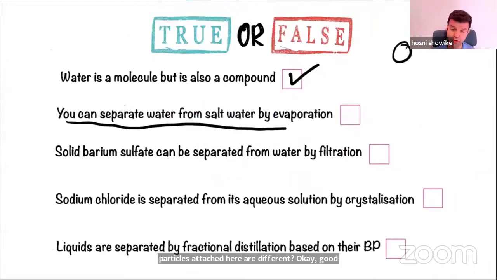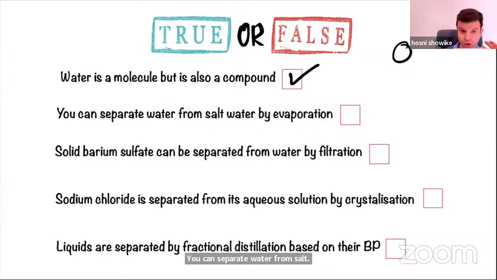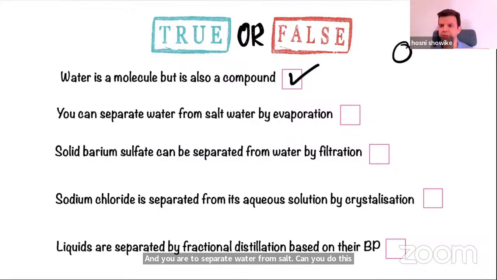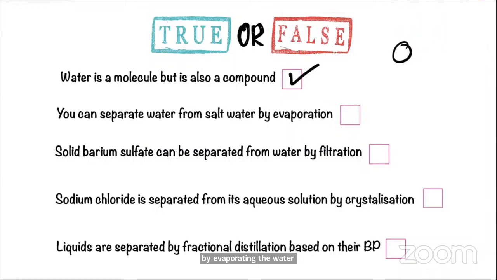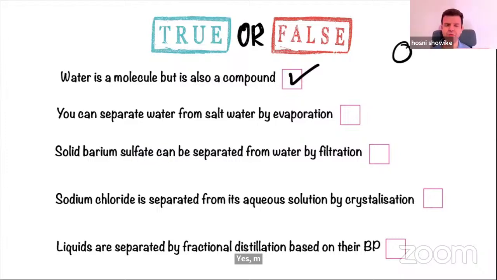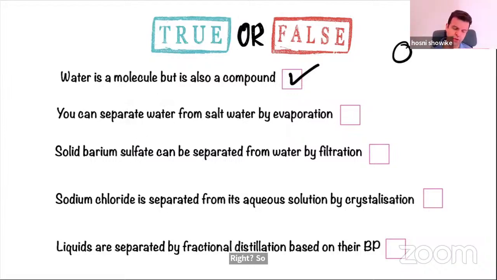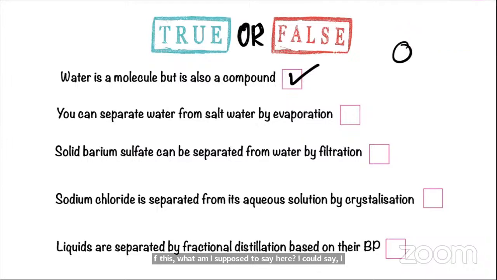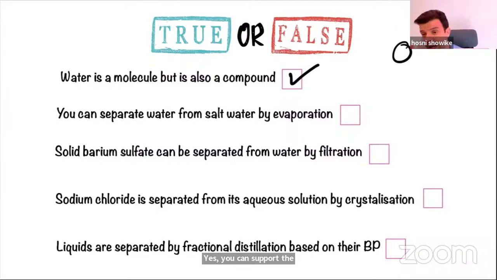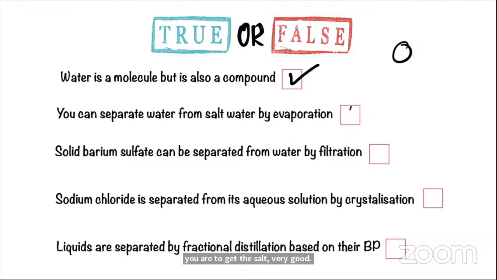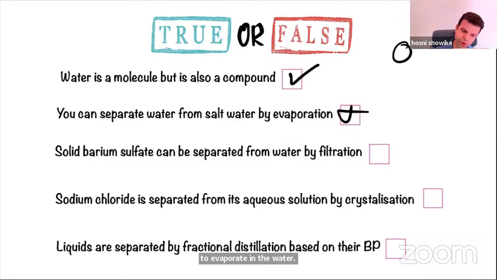You can separate water from salt by evaporation. You have water, you want to drink water, and you were to separate water from salt. Can you do this by evaporating the water? The answer is no, right? If I am to drink water from salt and water, can I just evaporate the water? So, instead of this, what am I supposed to say here? I can say distillation, right? Yes, you can separate the salt from water. Very good, now you got it right. If you want the salt, then the best way to get the salt is by evaporating the water. Okay. Thank you. Now the key word in the third one here is solid.